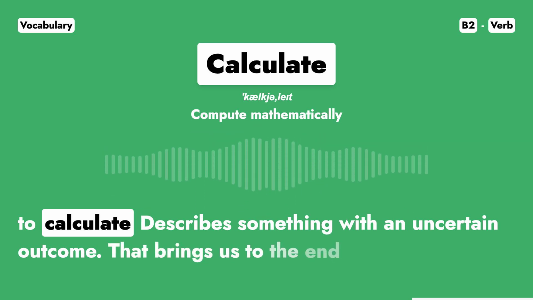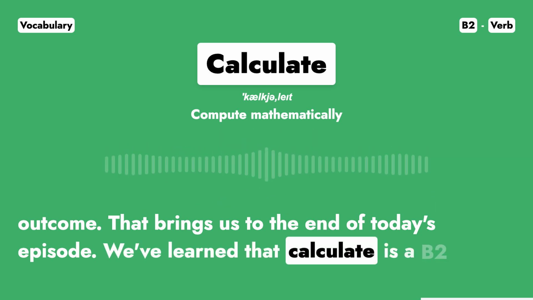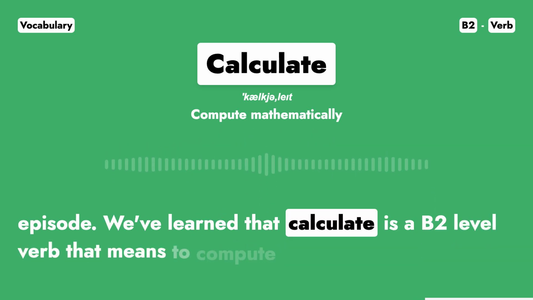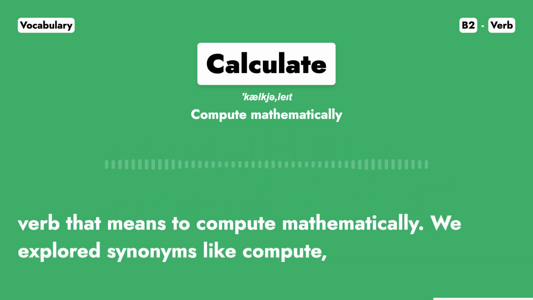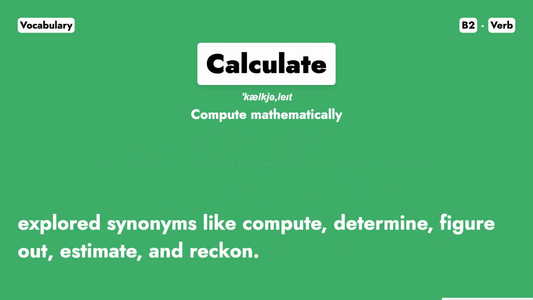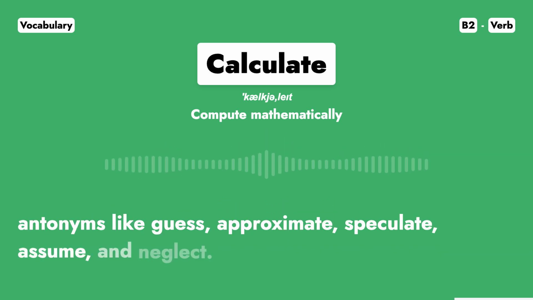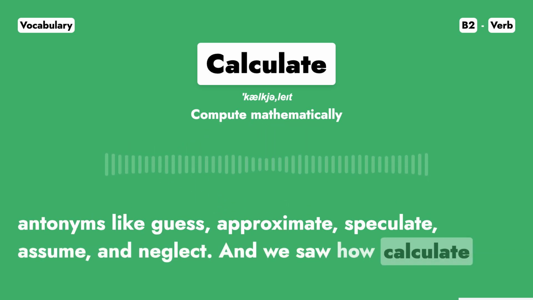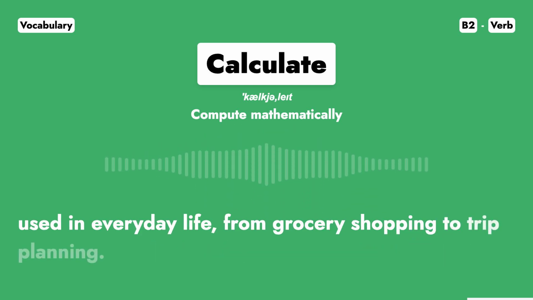That brings us to the end of today's episode. We've learned that calculate is a B2 level verb that means to compute mathematically. We explored synonyms like compute, determine, figure out, estimate, and reckon. We also looked at antonyms like guess, approximate, speculate, assume, and neglect. And we saw how calculate is used in everyday life, from grocery shopping to trip planning.